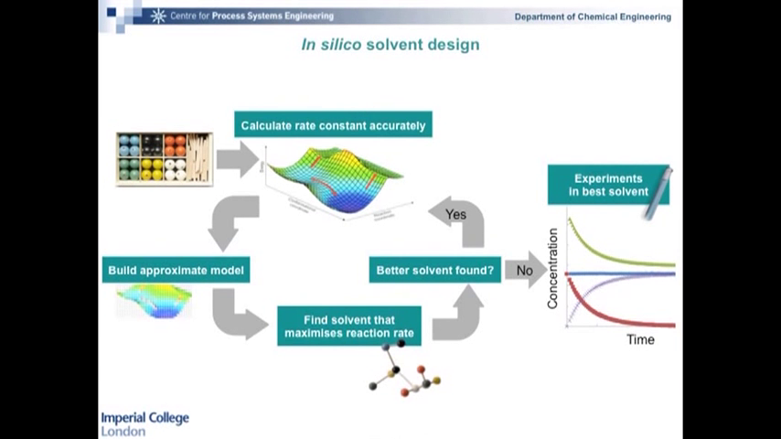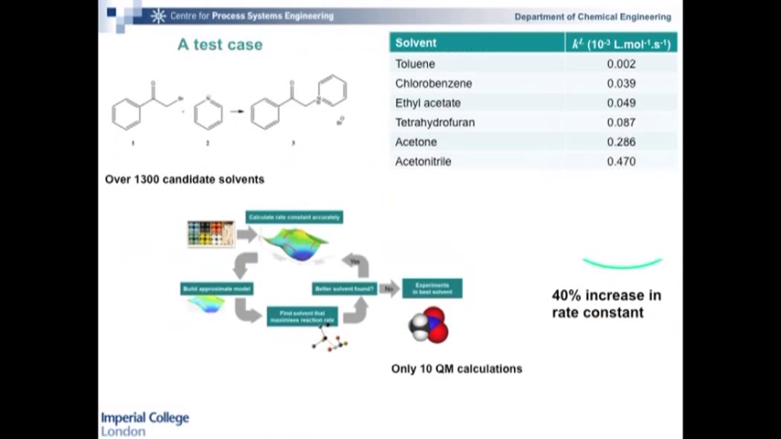So starting from our building blocks, we now calculate the rate constant in different solvents, which we make from our building blocks accurately with quantum mechanics. We then build an approximate model of what is happening, which allows us to change the structures of a solvent very cheaply, in a matter of milliseconds rather than the hours that it takes to do these calculations. We then put this in an optimization problem and find the solvent that maximizes the reaction rate. If we have found an improved solvent from what we had previously, we go back and check that our approximate model was right, and we re-optimize until we can find no better solvent, at which point we go and do some experiments. Okay? So this is the overall methodology that we've developed.